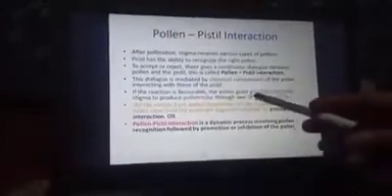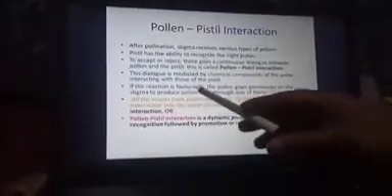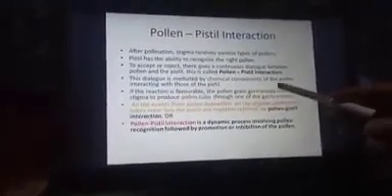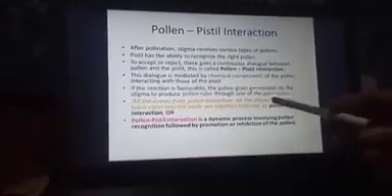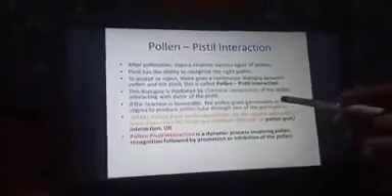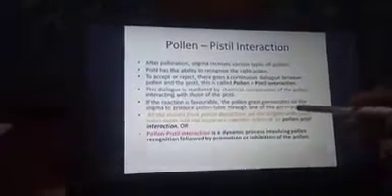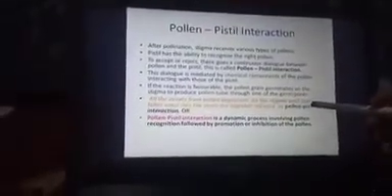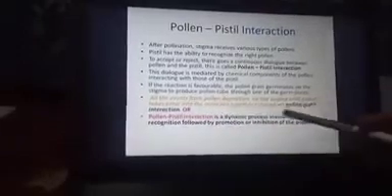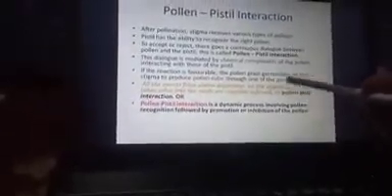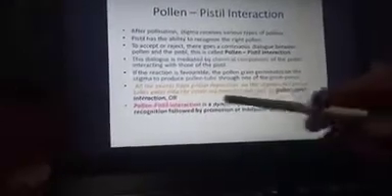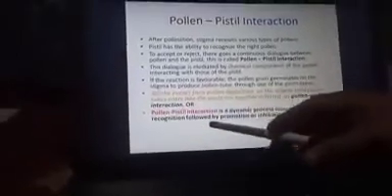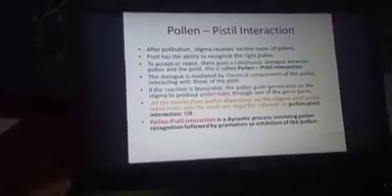If the reaction is favorable, the pollen grain germinates on the stigma to produce the pollen tube through one of the germ pores. These germ pores are present on the pollen grains, as we have discussed in microsporogenesis. All the events from pollen deposition on the stigma until the pollen tubes enter the ovule are together referred to as the pollen-pistil interaction. Or we can say that the pollen-pistil interaction is a dynamic process involving pollen recognition followed by the promotion or the inhibition of the pollen.